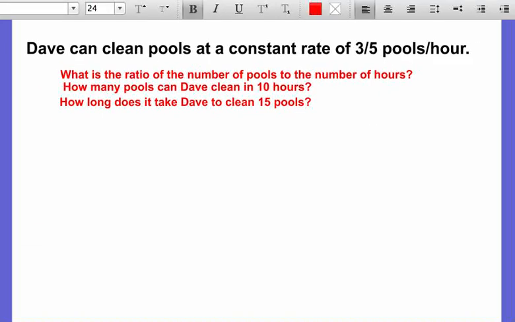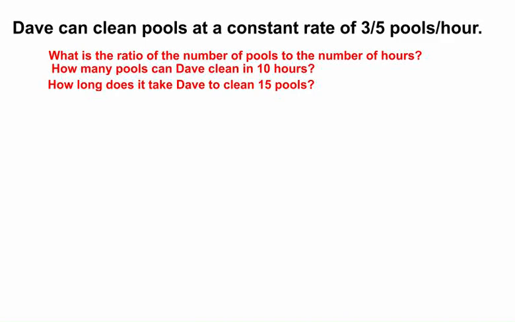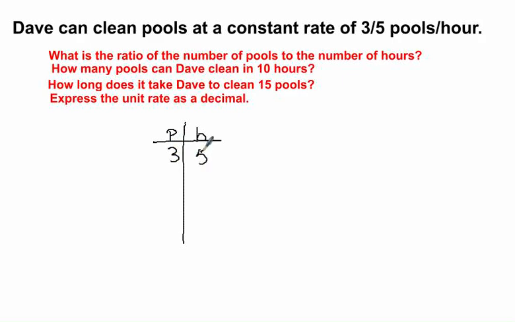Our final question says simply express the unit rate as a decimal. So we're given that unit rate of pools to hours in a 3 to 5 relationship. To express that as a decimal, we want to get rid of what we could say is the denominator, the number of hours, we want to make 1, so we can just give that rate. So essentially we're just dividing by 5. To do 3 divided by 5, I'll do it in blue off to the side.